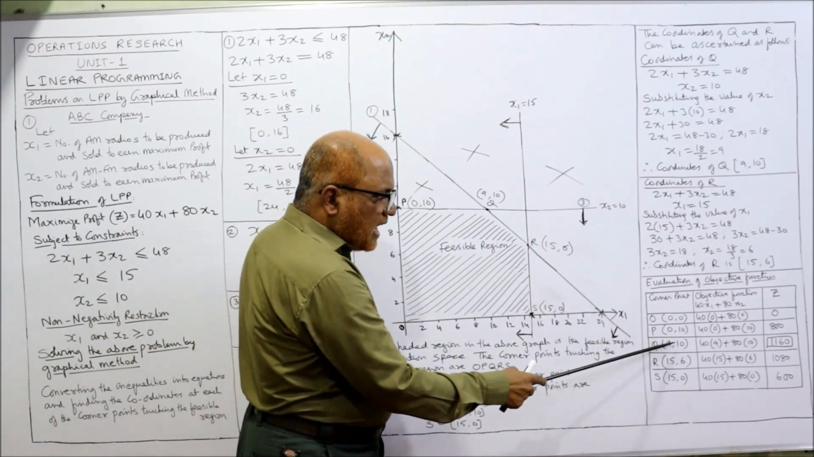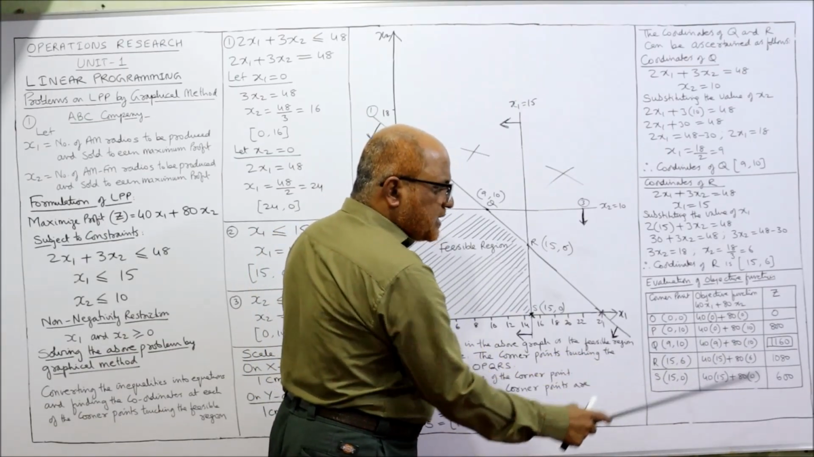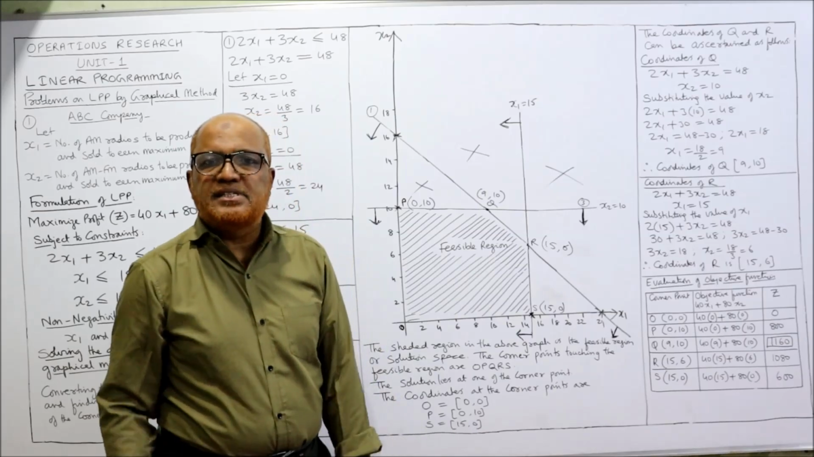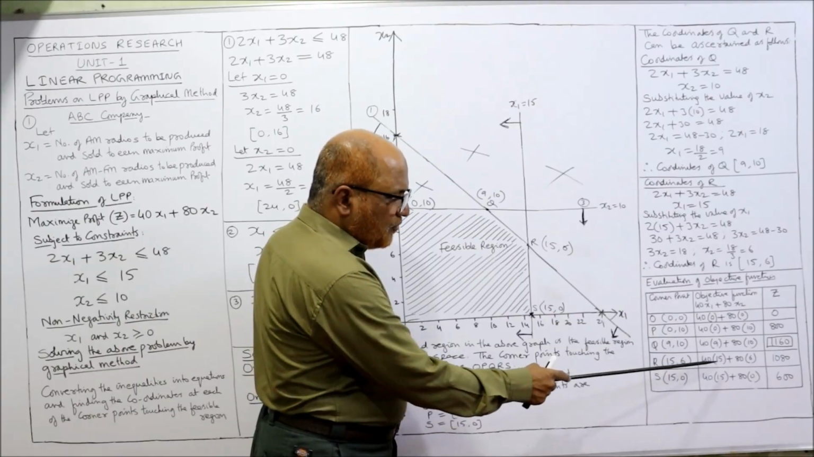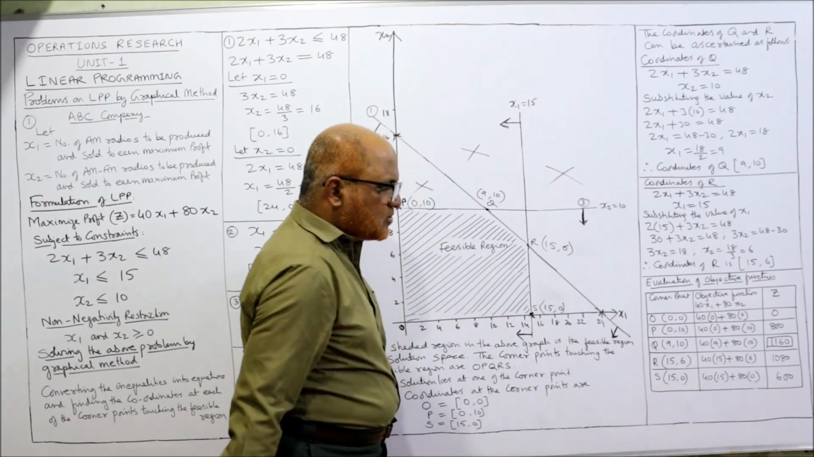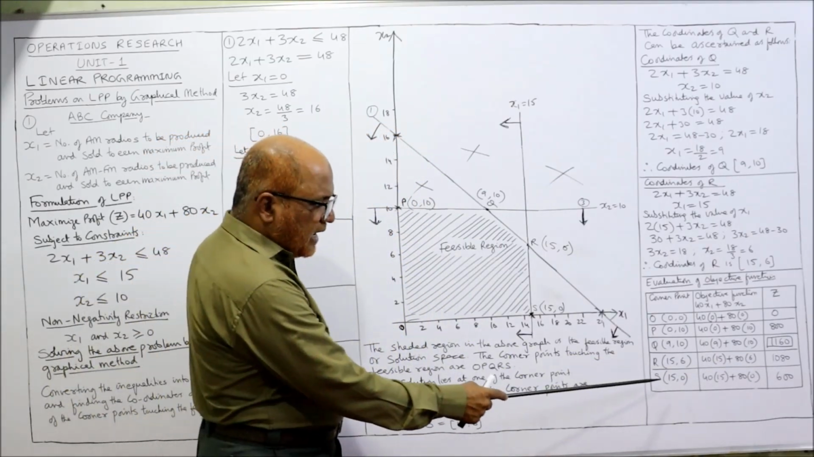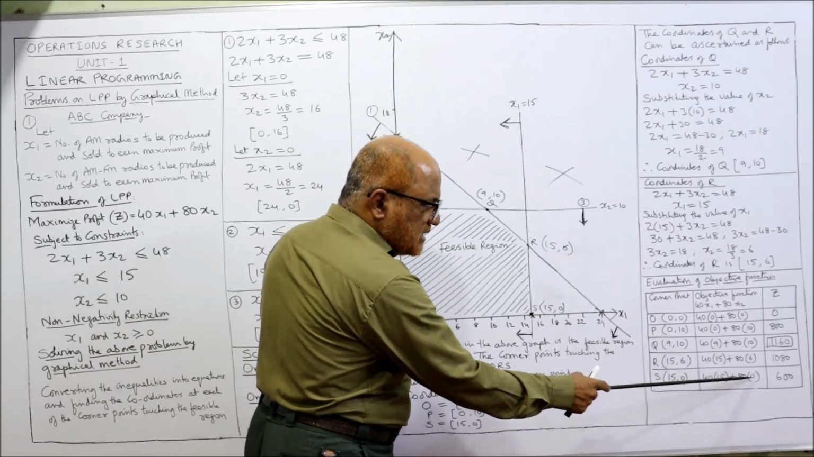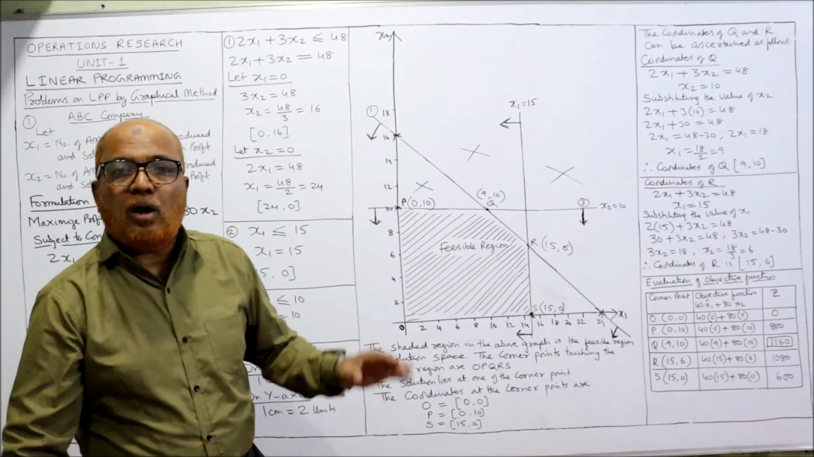Third, x1 is 9 and x2 is 10. So 40 into 9, 360. 360 plus 800, you will get 1160. Z value 1160. Next one, 15, 6. x1 is 15, x2 is 6. So 40 into 15, 600. 600 plus 80 into 6, 480. 600 plus 480, you will get 1080. Last one, x1 is 15, x2 is 0. So 40 into 15, 600 plus 80 into 0, 0. So 600. Now we got the Z value for all the corner points.